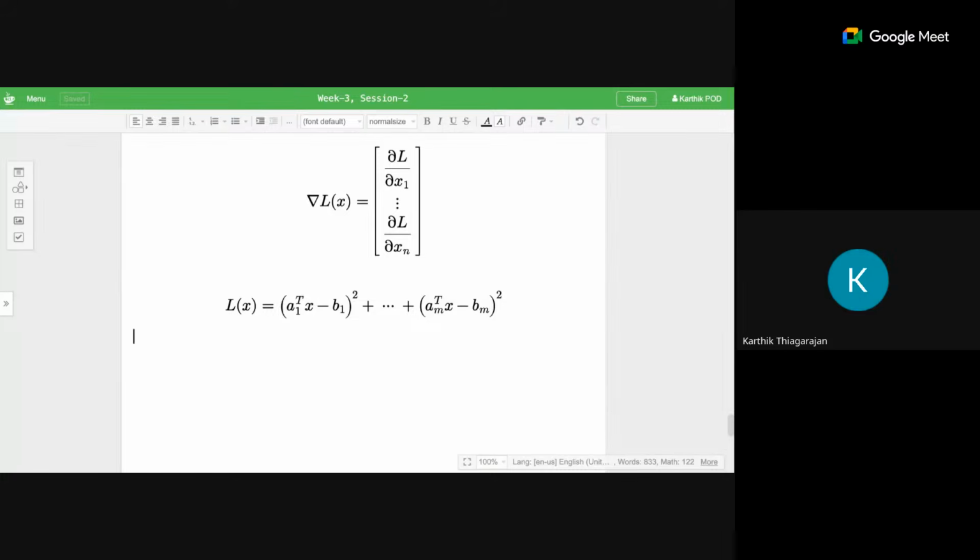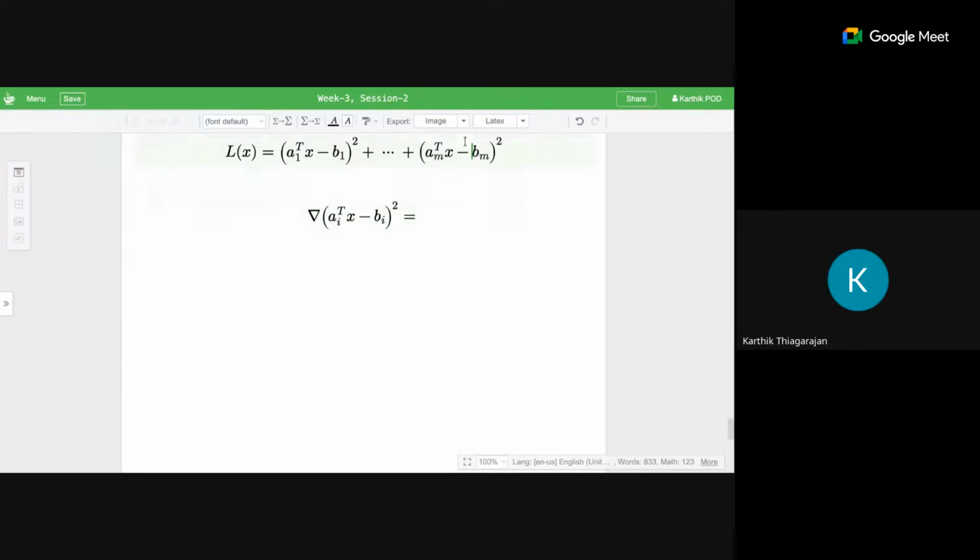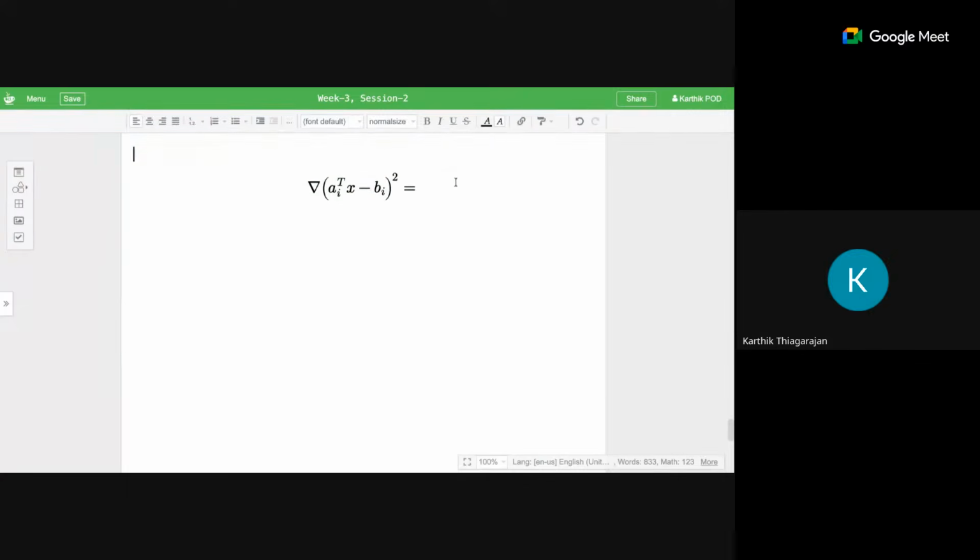How do you find the gradient? I'll just give you the intuition. The proof is not too hard. Let's take one term in the sum, ai transpose x minus bi. To take the gradient of this, what is the first rule you will apply? The chain rule, right?